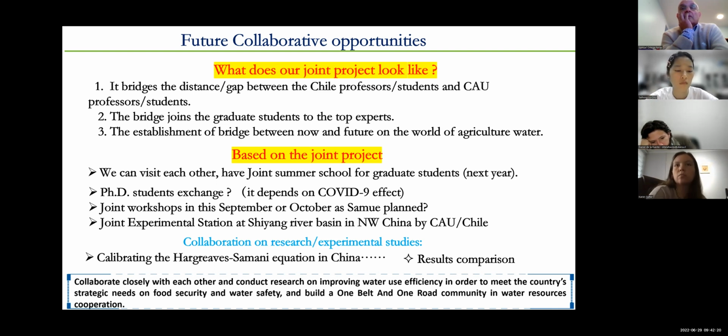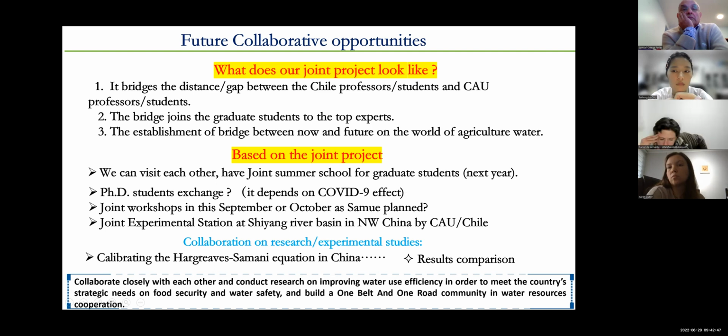So I think based on this joint project and based on this workshop, it bridges the gap or the distance for the Chile students and Chinese students, and it joins the graduate students to the top experts. Yeah, it's a very good thing.